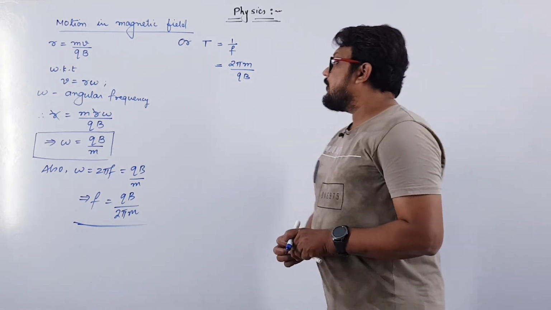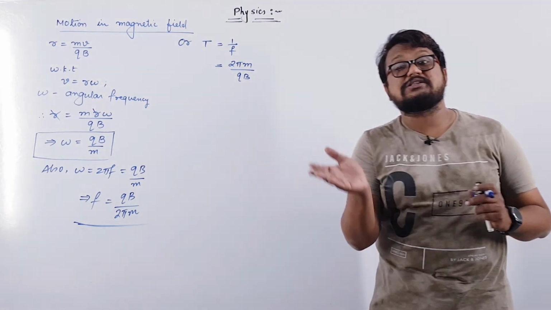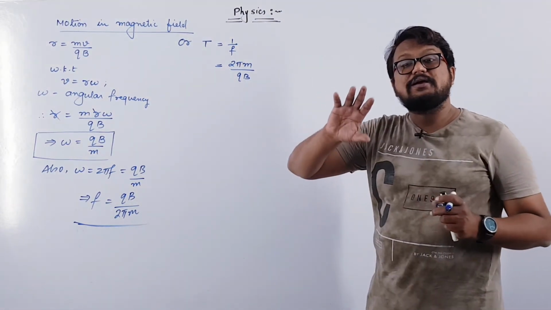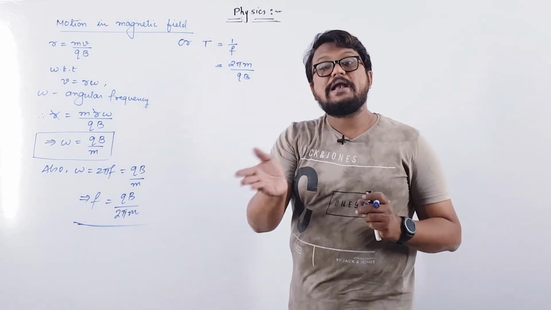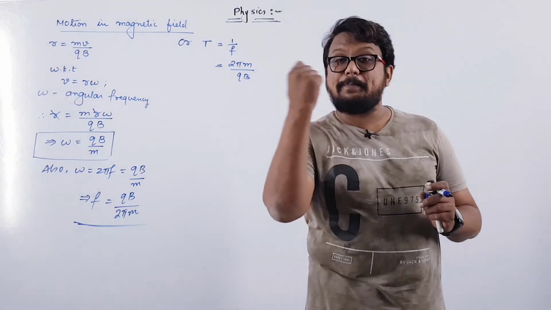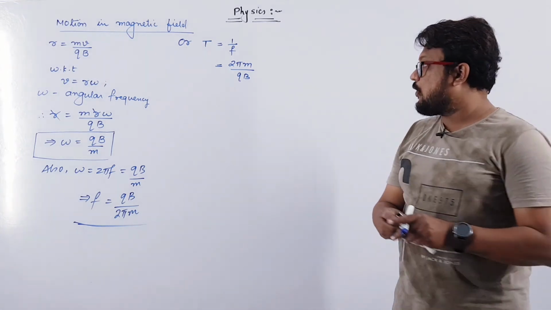Clear? Now what happens if a charged particle is moving in such a way that it makes some angle with the magnetic field? Look here, what we have considered is that the charged particle is moving in the direction perpendicular to the magnetic field. Now if the motion of the charged particle is not perpendicular to the magnetic field and it is making some angle with the magnetic field, then what will happen?